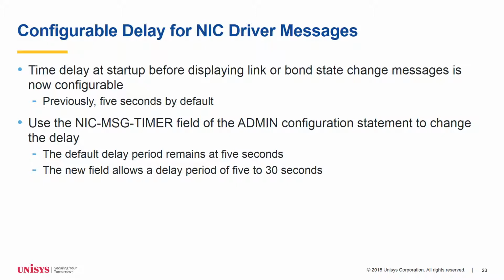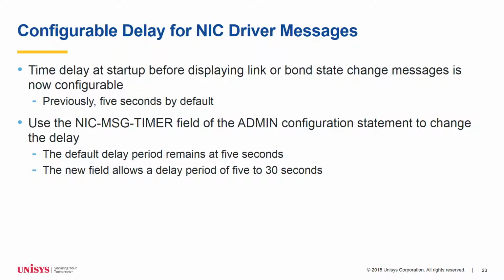CPCommOS displays messages when link or bond state change at CPCommOS startup. The previous value was 5 seconds. In most cases, this was enough time to allow for the fluctuations to subside and for the link and bonds to reach a stable state. However, this was not always enough, especially if a site had a particularly complex set of links and bonds configured.